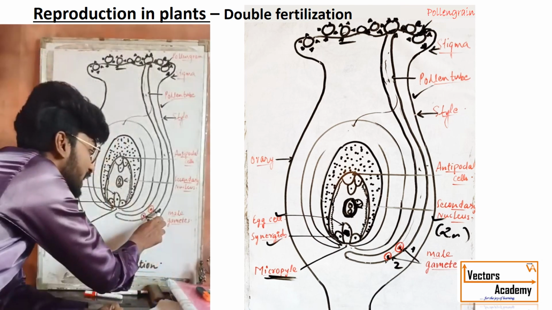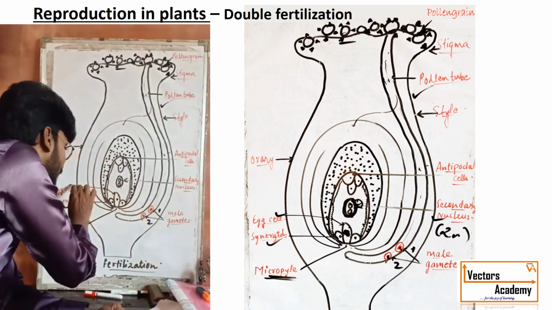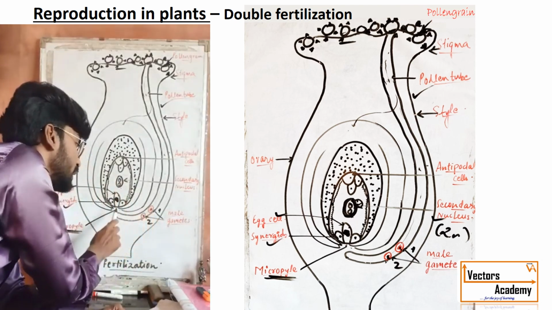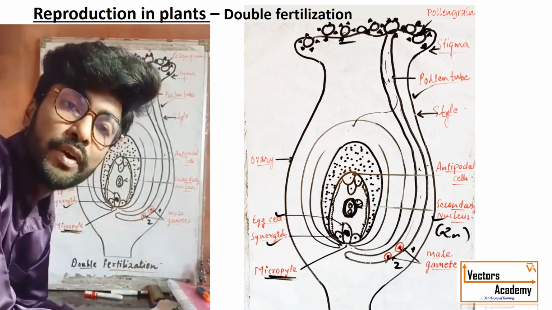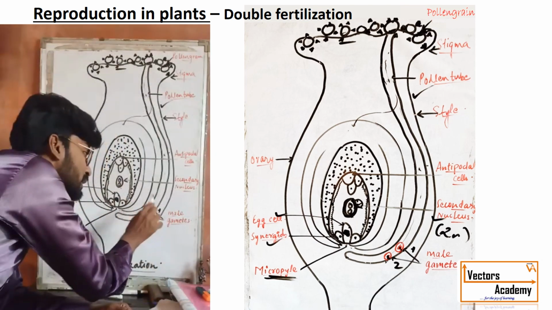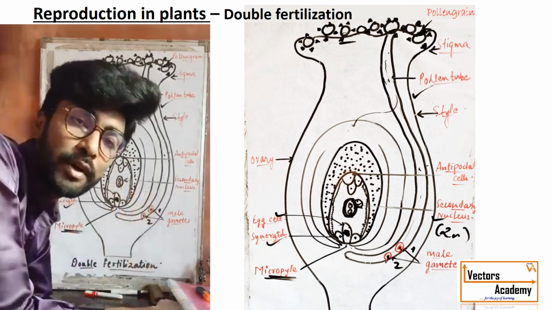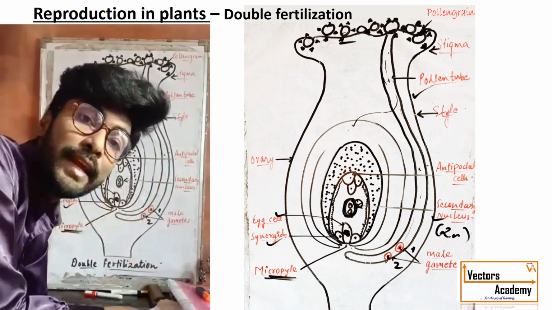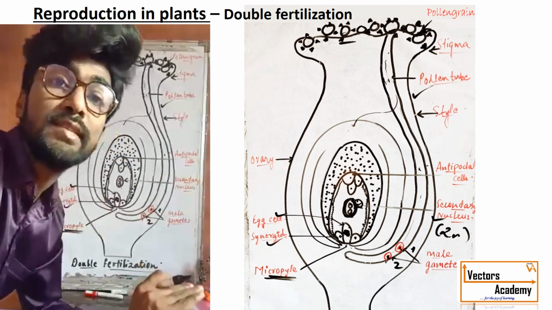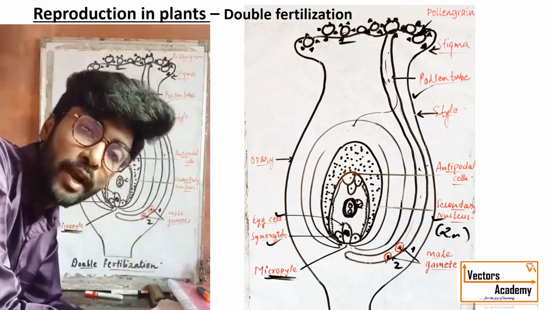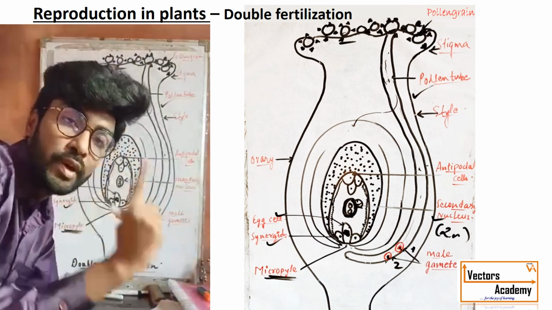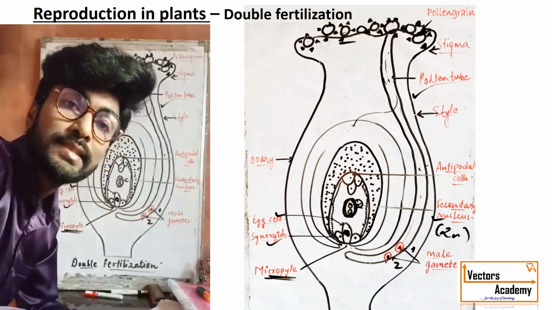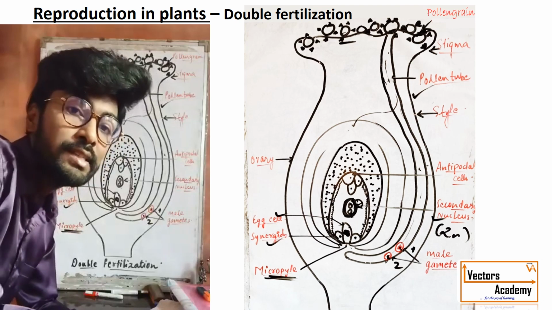Now the first male gamete goes and fertilizes with the egg cell. This is the central cell which is called egg cell. So the first male gamete goes and fertilizes with what? Goes and fertilizes with the egg cell. Even this male gamete is haploid in nature. Even this egg cell is haploid in nature. So whenever the first male gamete goes and fertilizes with the egg cell, it leads to the formation of a diploid zygote. This process where the first male gamete fuses with the egg cell to form a diploid zygote is called syngamy or first fertilization, right?